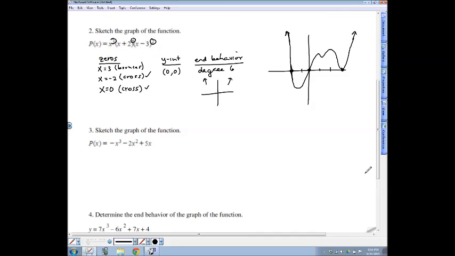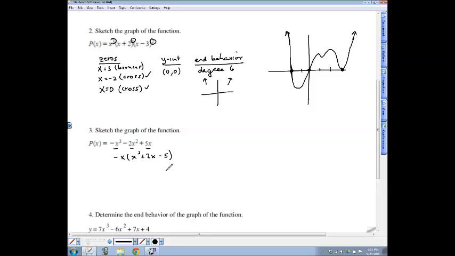Question 3, we still have to do the same things as in questions 1 and 2. Before we do that, though, we have to write the polynomial in factored form to find the zeros. If you look at all three terms, the common factor in each of the terms is x, or in this case, negative x. If you factor out negative x, you're left with x squared plus 2x minus 5.